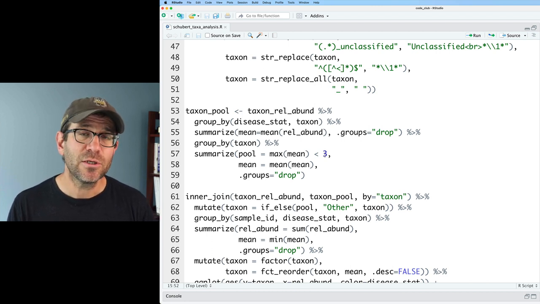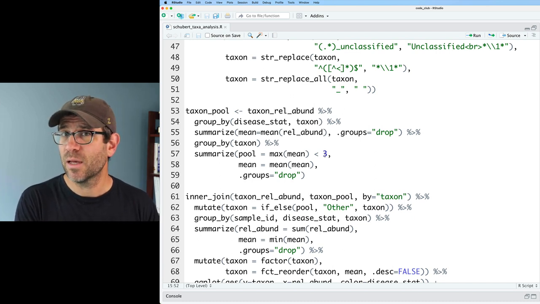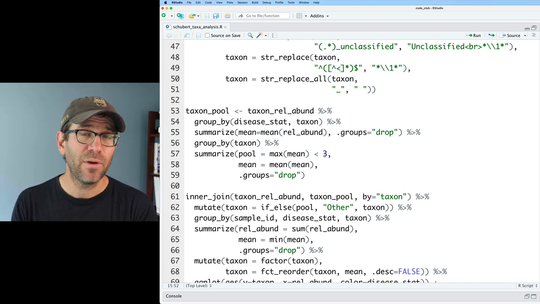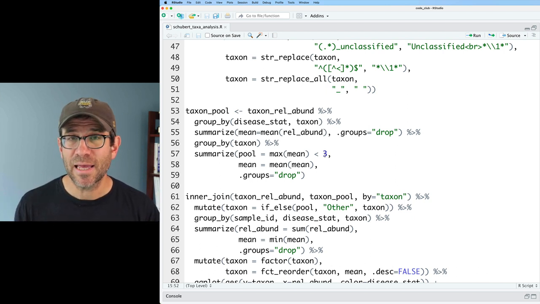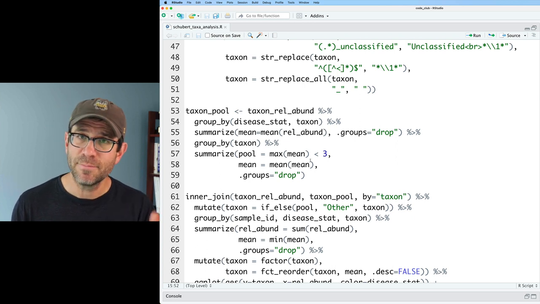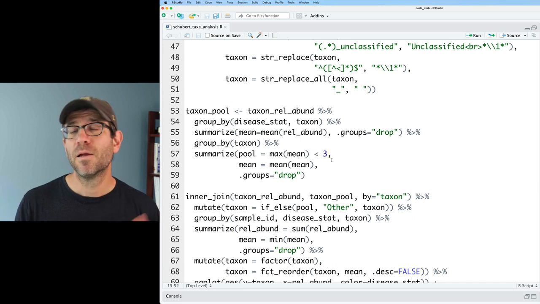So we have three populations of people. We have healthy people with no C. diff, people with diarrhea, no C. diff, people with diarrhea and C. diff. And we're looking across those three groups again for those populations that have an average relative abundance across all the subjects in that category that's over 3%. If it's less than 3%, then we're going to pool them together.